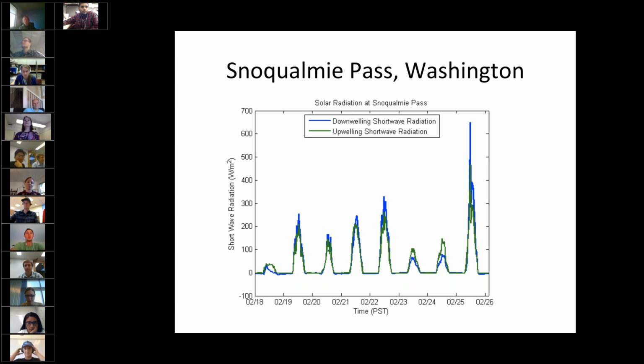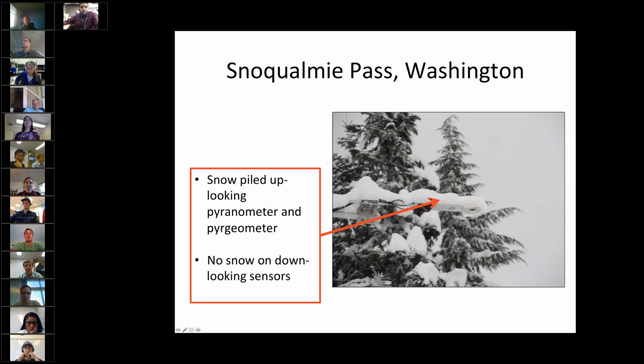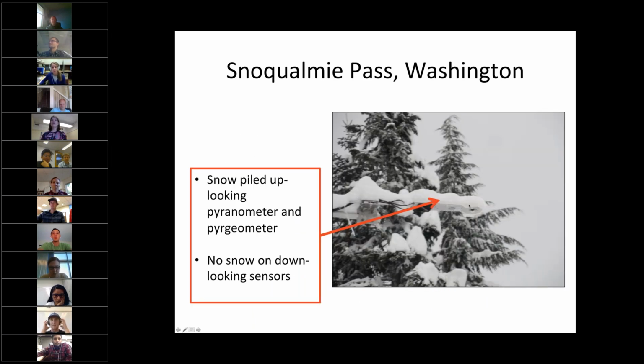I'm going to show you guys a picture of my site at Snoqualmie Pass. Obstructed trees? What? There are trees there. The trees aren't to blame. So remember, a radiometer has a dome. One is pointed up, one's pointed down. It's recording how much solar radiation, how much light gets through there. So you can see in this case, we've got snow piled up.